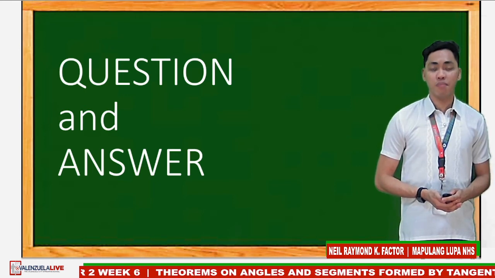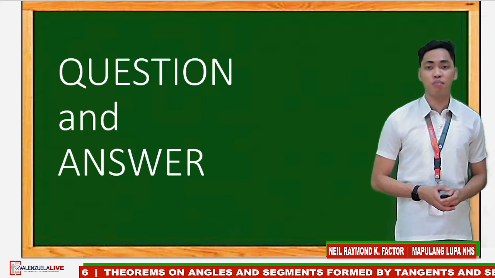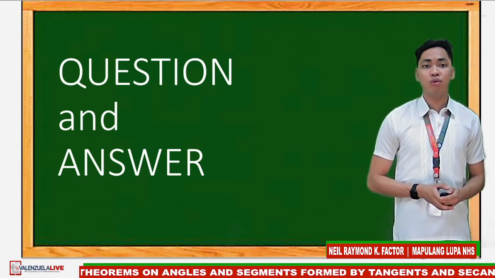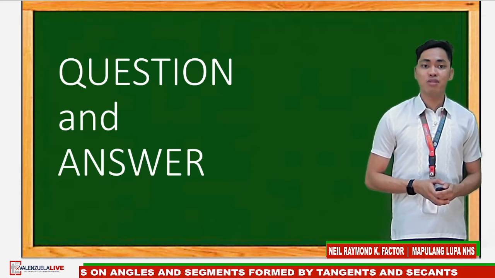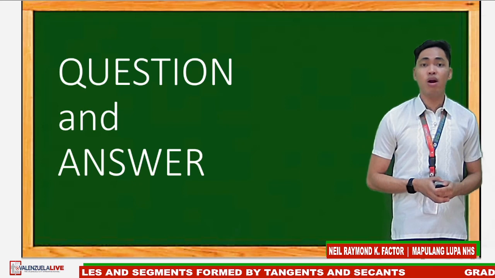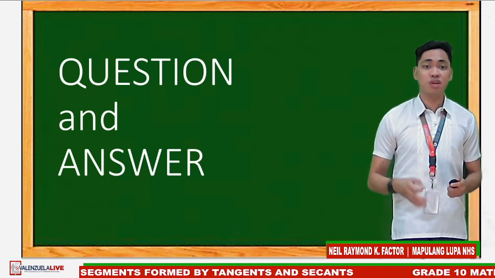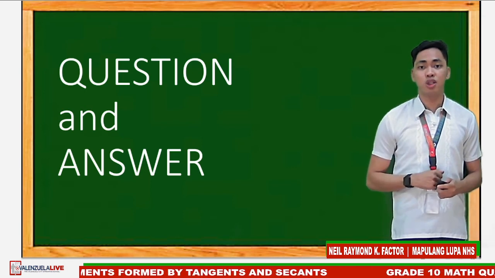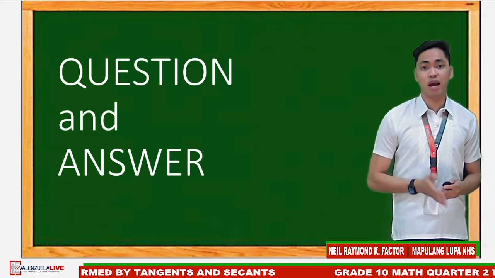Question number 3. How do we get the measure of angles formed by two secants? Well, anak, it depends on the case, no? Whether the point of intersection is inside or outside the circle. Okay? If it is inside, you use theorem number 1, the addition part. If it is outside, use theorem number 2, the subtraction part.